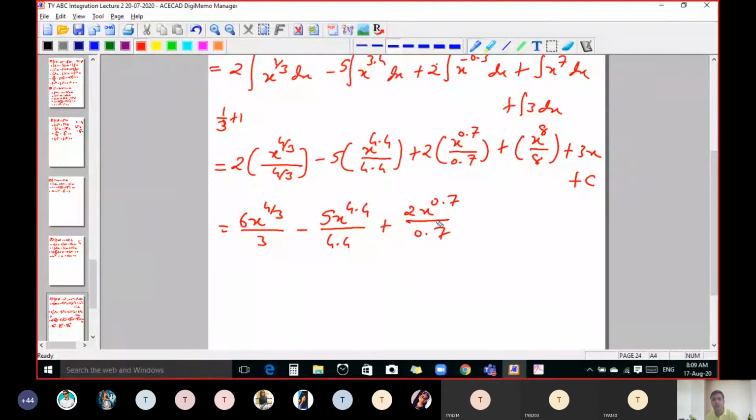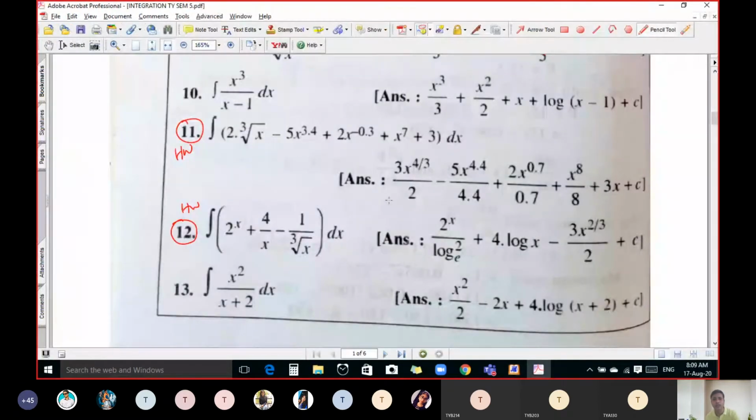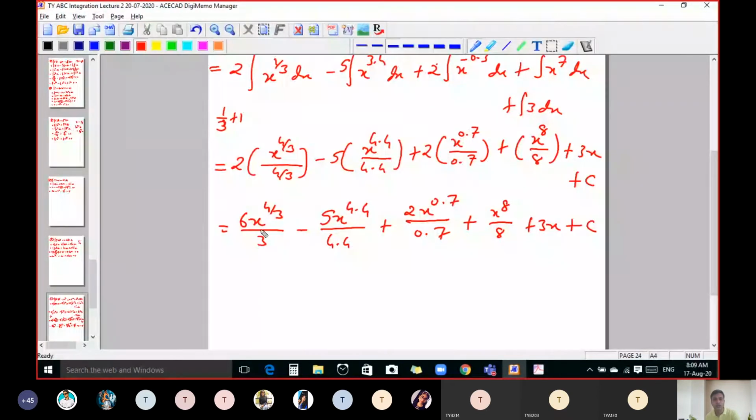It is almost the same. Either you can do 2 divided by 0.7, or you can write this as 7 by 10 and take 10 in the numerator, so it becomes 20 by 7. That is okay if we write like that. So this is our final answer, or else you can cancel 3, so here we get 2 x raised to 4 by 3.